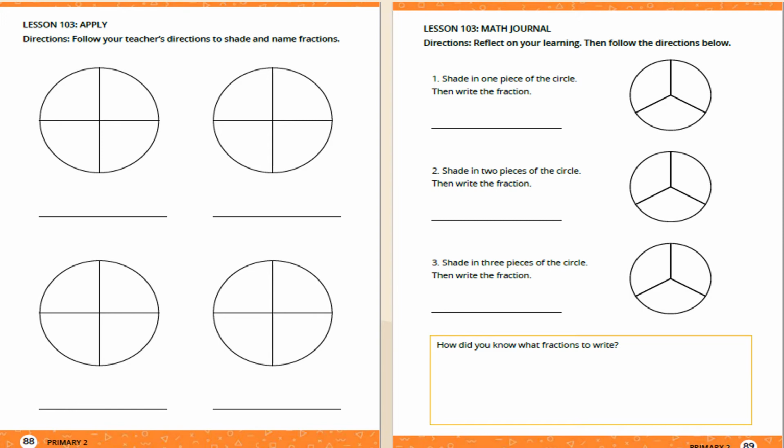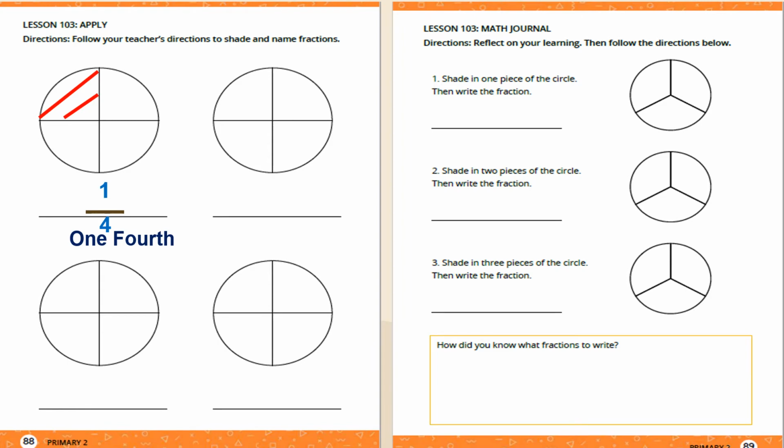Okay, so in the first one I will shade one part. So how can I write the fraction? Let's see. How many parts do I have? 1, 2, 3, 4. 4. And how many colored parts? 1. So I will write 1/4.